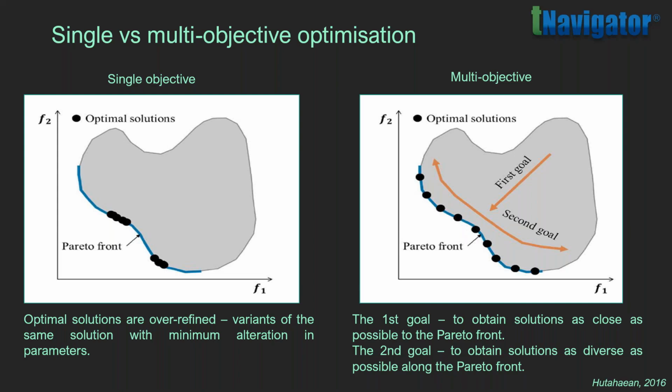Or if we're going to do a maximization solution, then it's going to be slightly different, but still all our solutions, the optimal ones, are close to the Pareto front. And the second objective is to obtain the solutions as diverse as possible. And you can ask a question, why do we care about diverse solutions? Aren't we just looking for one?